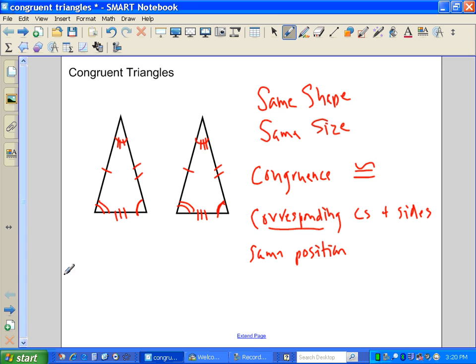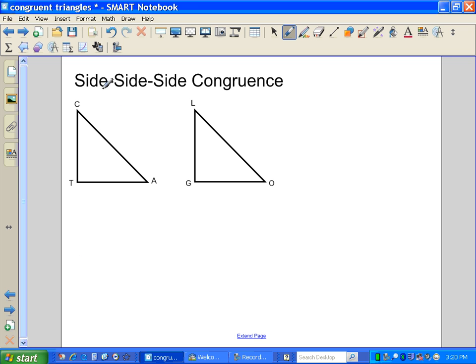So let's look at the rules or the theorems we're going to follow to decide if two triangles are congruent. If we follow the side, side, side congruence theorem, then we're looking to see if all 3 sides are congruent to the other 3 sides. The way that we might mark this is we might say that this side length is equal to this side length, that CA is congruent to LO, and that TA is congruent to GO.